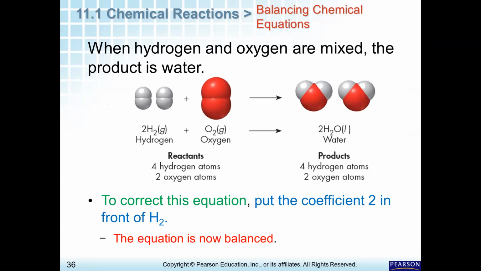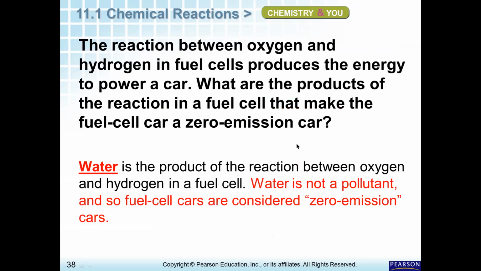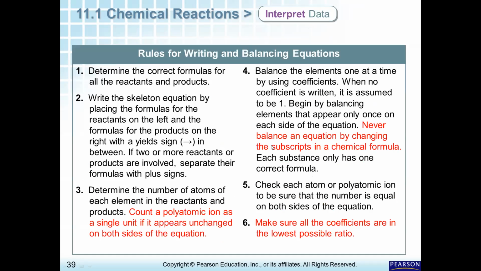You don't play with them. They are not the ones to be used for balancing a chemical equation. You balance it by changing the coefficient in front of the compound, but not the subscripts. So that is the rule here. Also, make sure that all the coefficients are in the lowest whole number ratio.